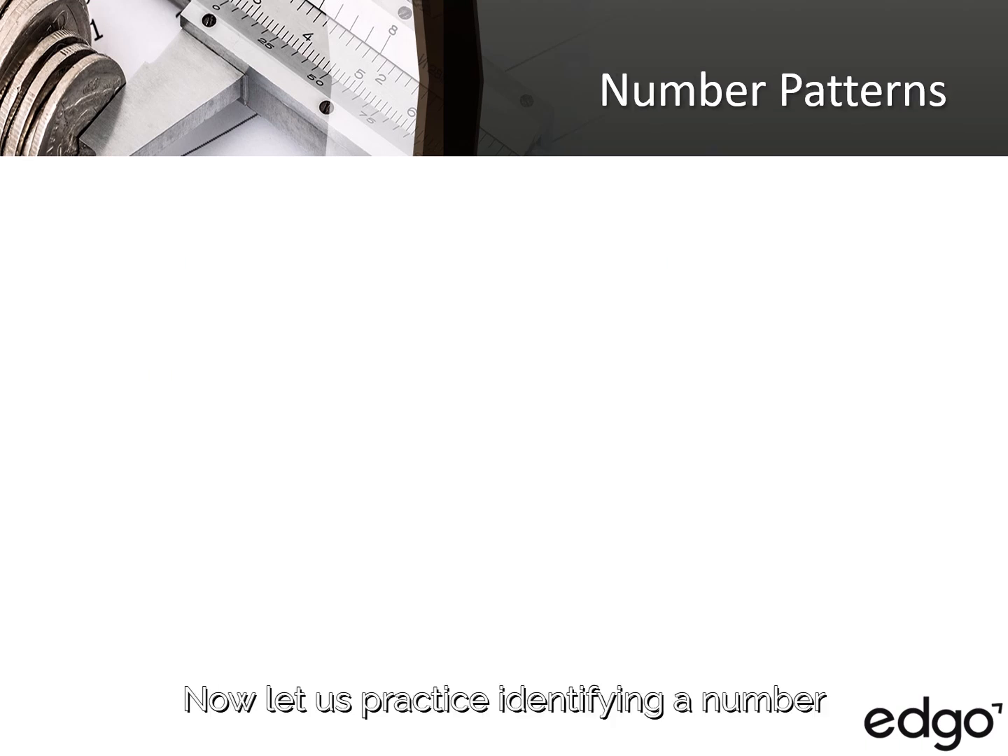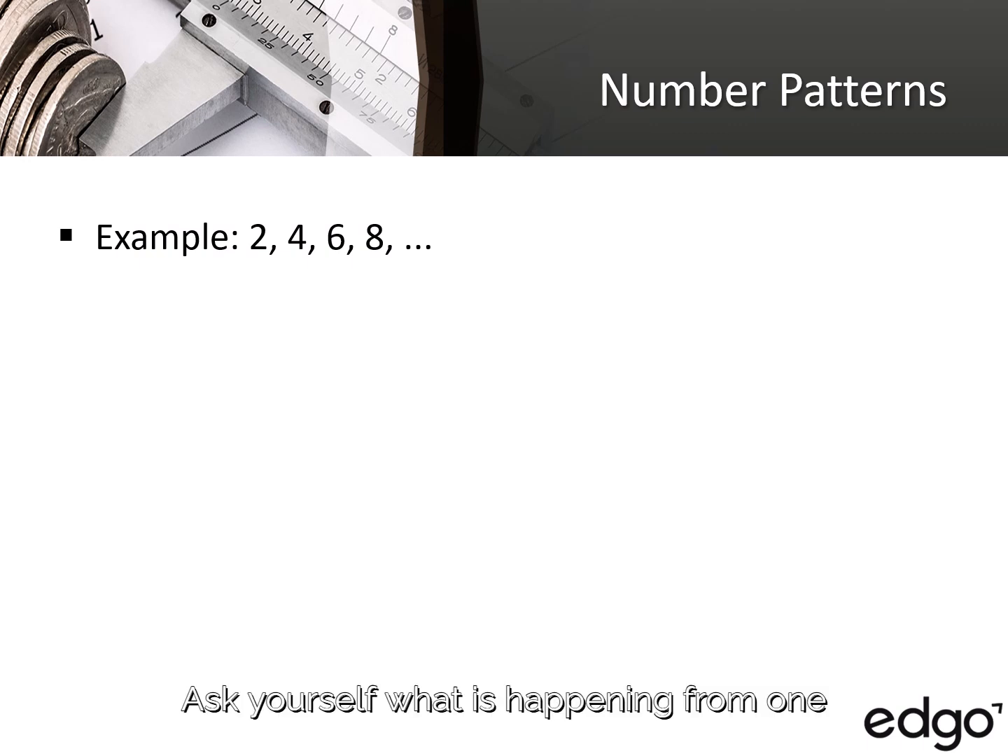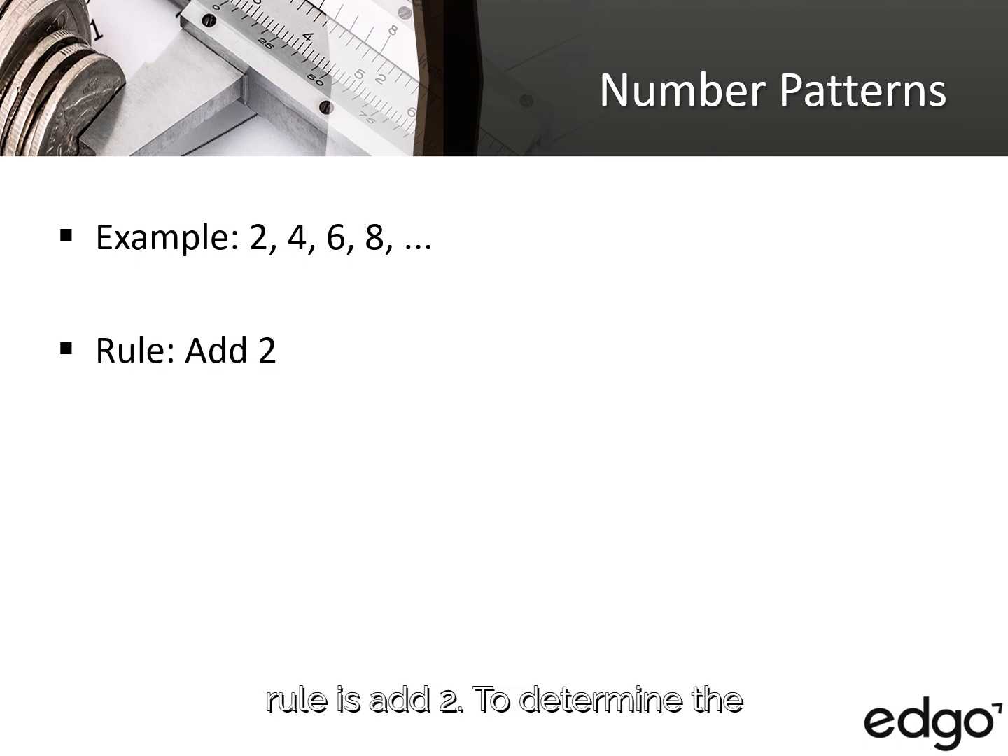Now let us practice identifying a number pattern. Consider the sequence 2, 4, 6, 8, and so on. Ask yourself, what is happening from one term to the next? From 2 to 4, we add 2. From 4 to 6, we add 2. From 6 to 8, we again add 2. Therefore, the rule is add 2.